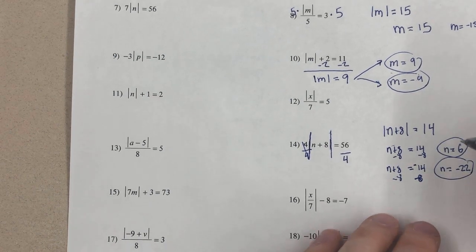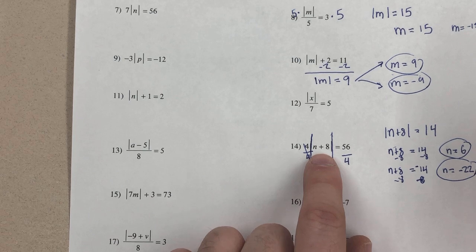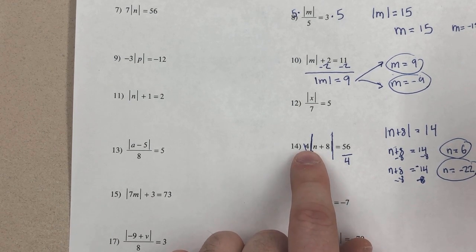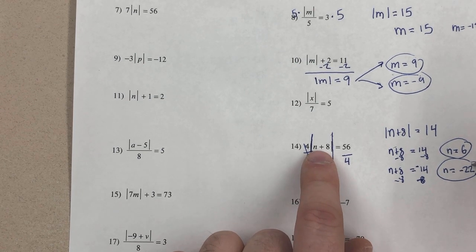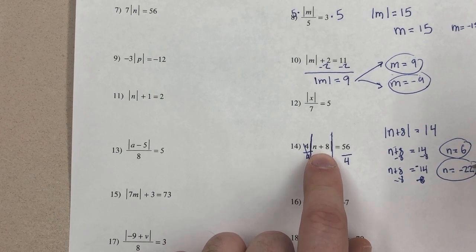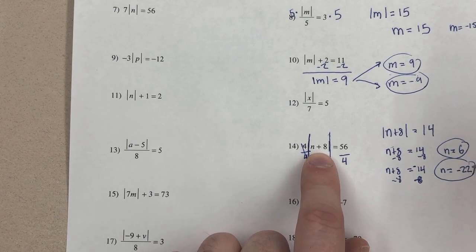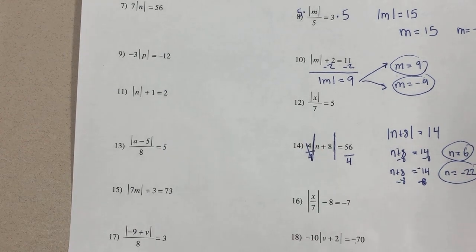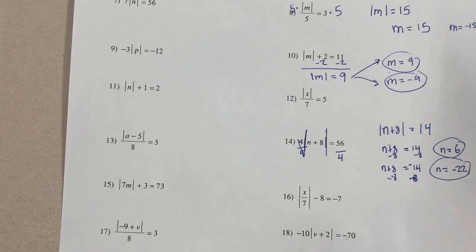6 plus 8 is 14. The absolute value of 14 is 14. 14 times 4 is 56. Negative 22 plus 8 is negative 14. The absolute value of negative 14 is 14. 14 times 4 is 56. This is why you always need to do all your work out.